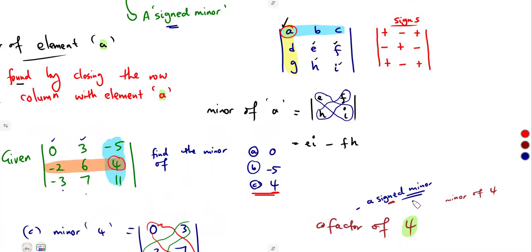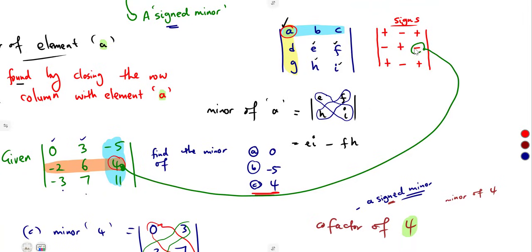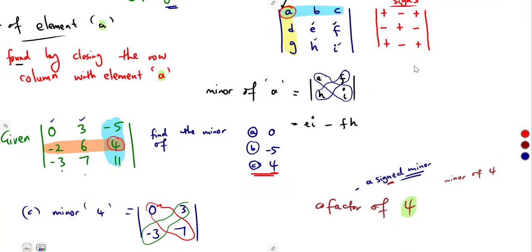Signed minor. So let's check. This is where our 4 is, here. So it corresponds to which sign? It corresponds to this negative. That is where our 4 is located. So the sign affecting there is a negative. It means the cofactor of 4 is going to be negative first. You put the sign, a signed minor, minus the minor of 4.